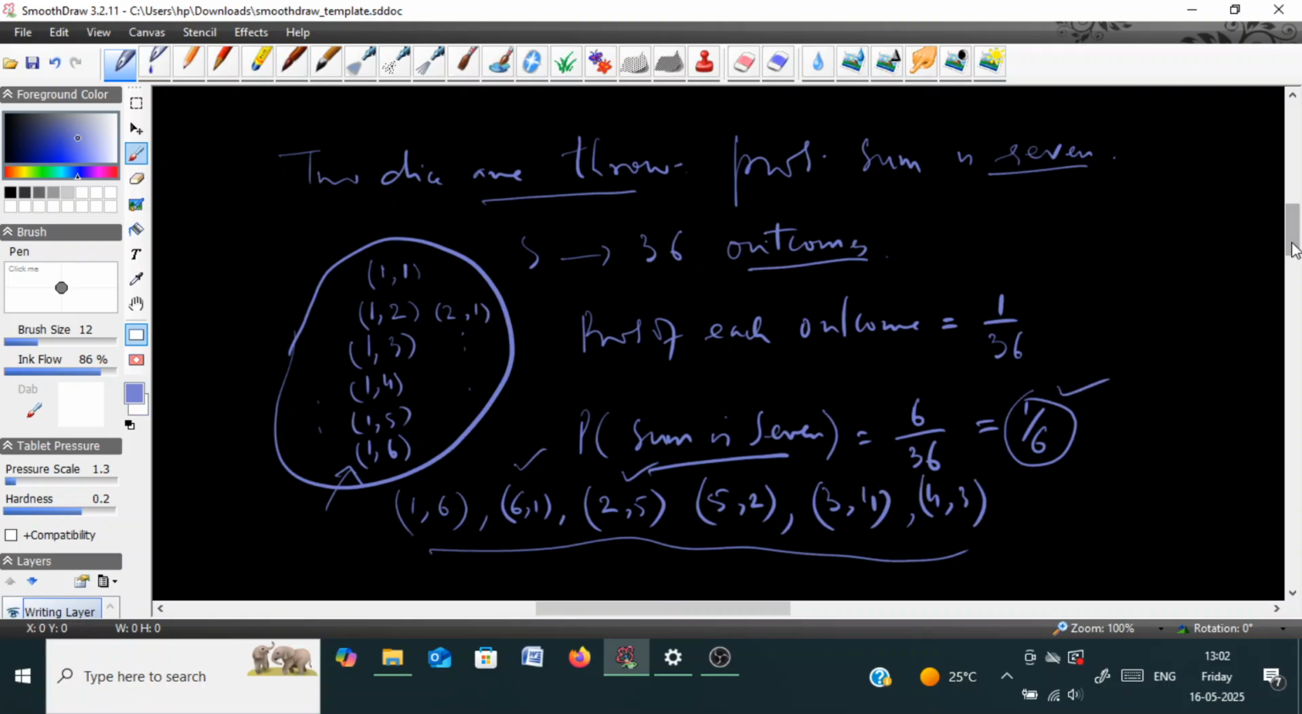So likewise you can have different examples on probability. These are something very basic. And then we define conditional probability and independent events.